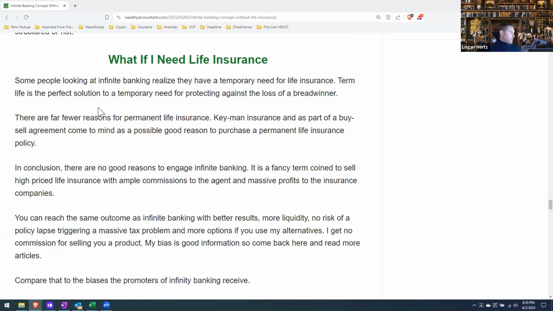It is a fancy term coined to sell high-priced life insurance with ample commissions to the agent and massive profits to the insurance company. So here we go again with the scarcity mindset. It's evil to make profits. It's evil for you to make a commission. Like when these insurance companies make money, they're stealing from you. It's evil. Of course, if you go to a bank and take out a line of credit like he's suggesting, or put your money in their money market funds, they're not making any profits. Right. No, that's just a charity.